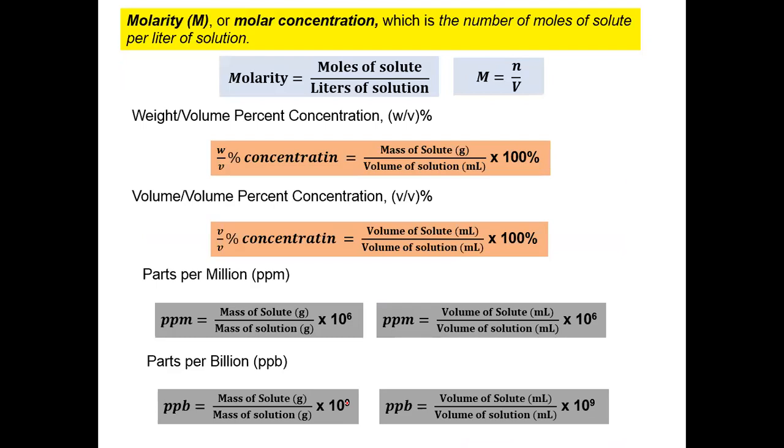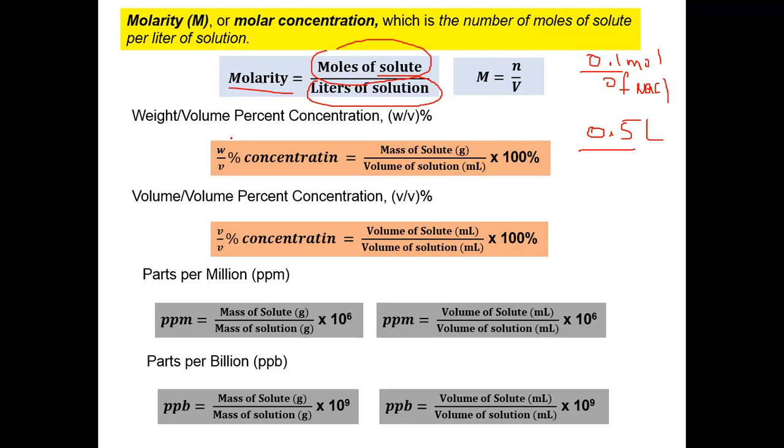How do we find all these concentrations? Molarity we can find by dividing the moles of solute by the liters of solution. So say we have 0.1 moles of NaCl in 0.5 liters of solution. You just divide 0.1 by 0.5, and that's going to be the concentration of table salt in water.